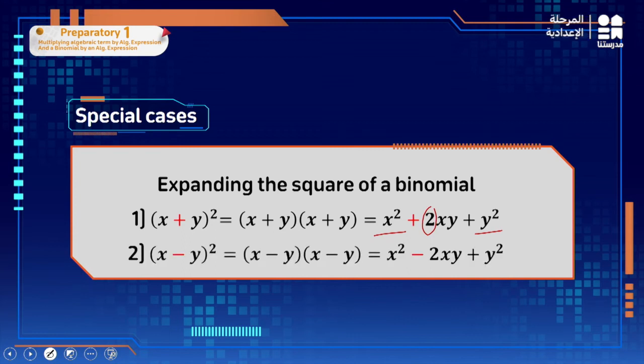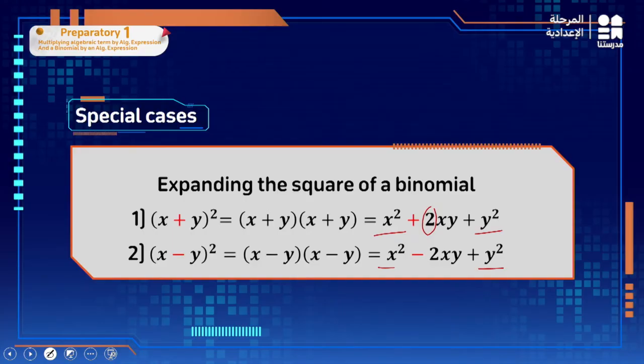Okay, what about if we have negative sign in the middle? x minus y squared. x squared as it is, y squared as it is. The difference is in the sign. In the first expression, it was positive, and in the second expression it will be negative 2xy. So first squared, second squared, in the middle you have to multiply 2 first times second and put the same sign that is inside the parentheses.